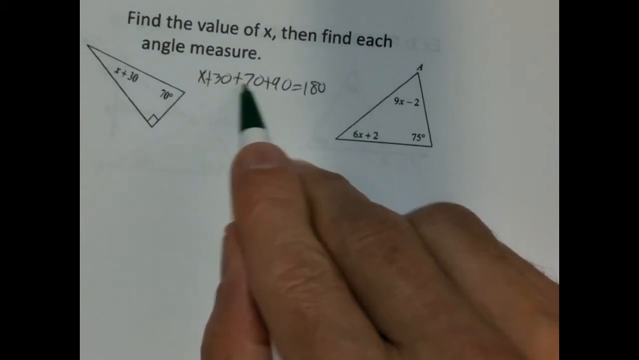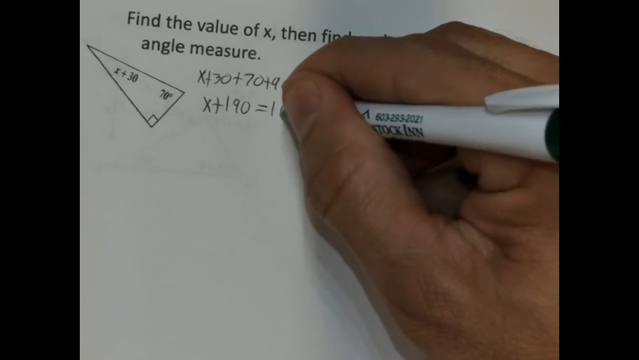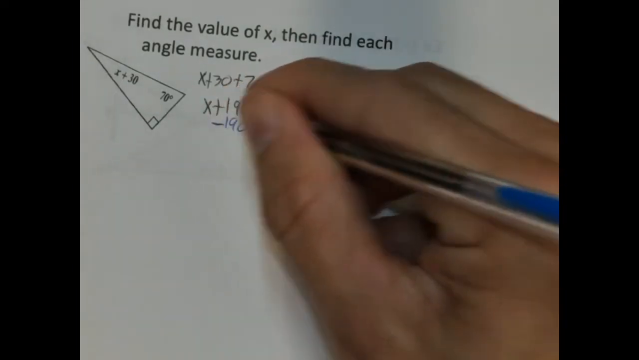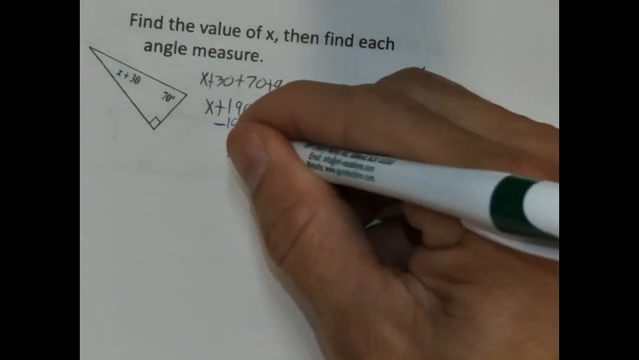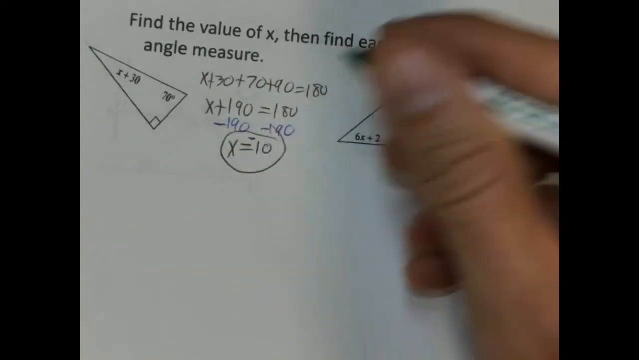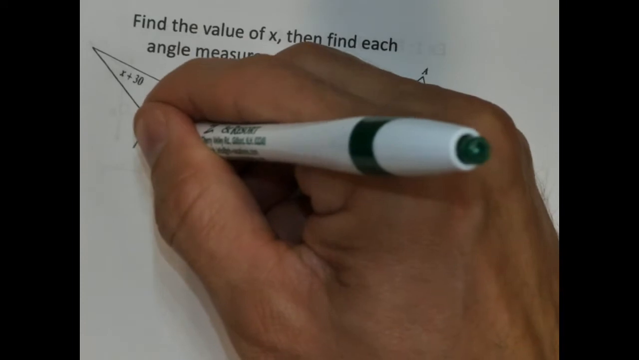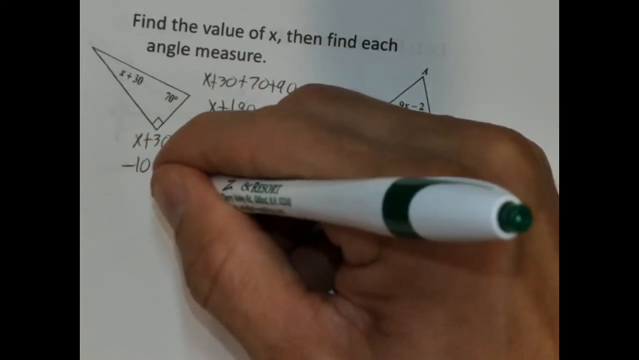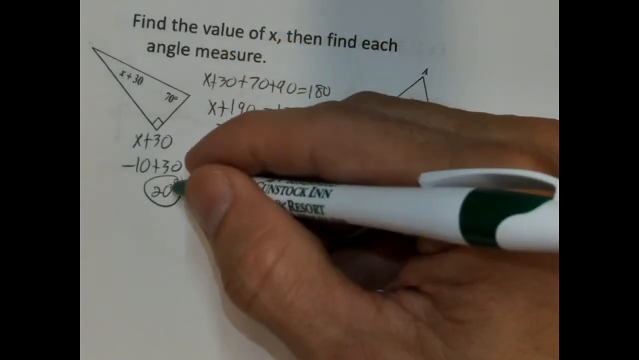70 plus 30 is 100, 100 plus 90 is 190. So x plus 190 equals 180. We're going to subtract 190 from both sides. X will be a negative value, which is totally fine, because it's not the measure of an angle, it's just a variable. So negative 10. And let's plug that in. So x plus 30, so negative 10 plus 30 is 20 degrees, which works, because 20 plus 70 is 90, 90 plus 90 is 180. So yeah, 20 degrees works.